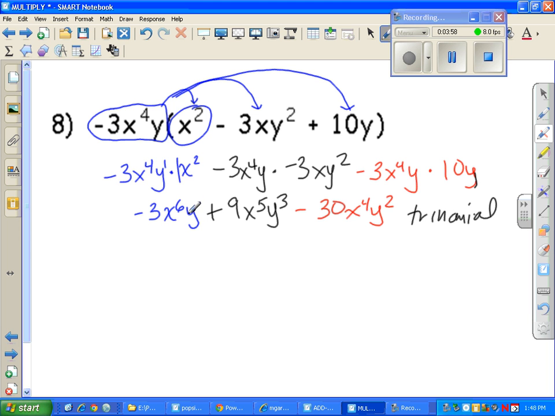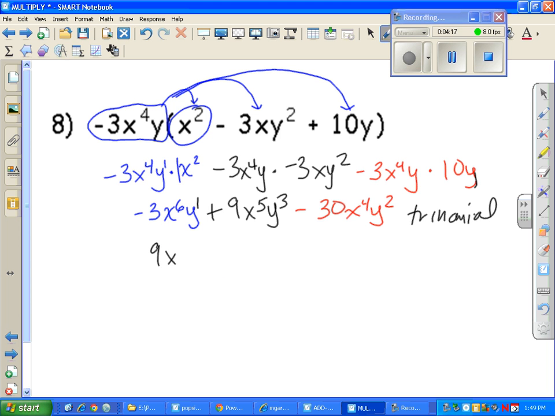What we do want to look at is the degree of each term. And we can write in our missing exponents here. So this would be 6 plus 1. That would be a 7th degree term. 5 plus 3 is 8. So that's an 8th degree term. And 4 plus 2 is 6. So the black here, that's the highest degree.